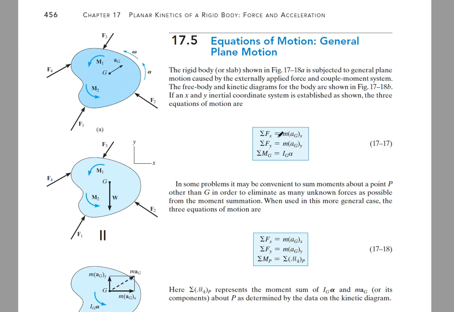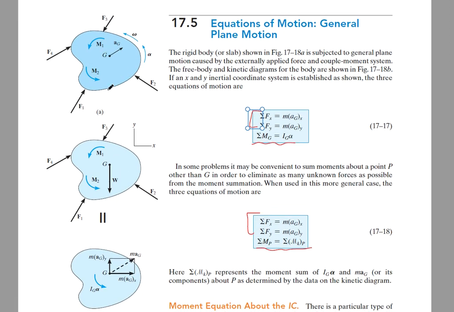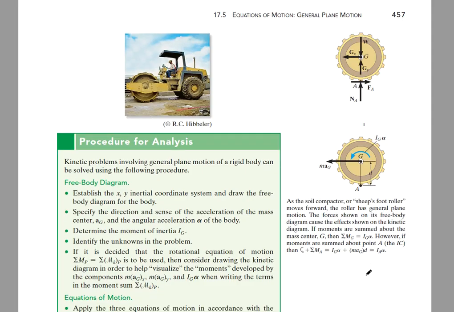So sum of forces in the x and y direction equal mass times acceleration of the center of mass in the respective x and y direction. And then we have either sum of moments about the center of mass or about a point that has some merit, to write this kinetic moment. Okay, so the type of problems here again are where there's both translation and rotation.